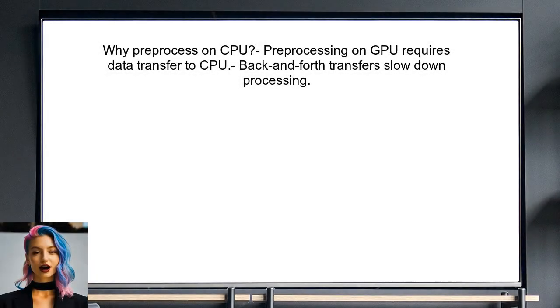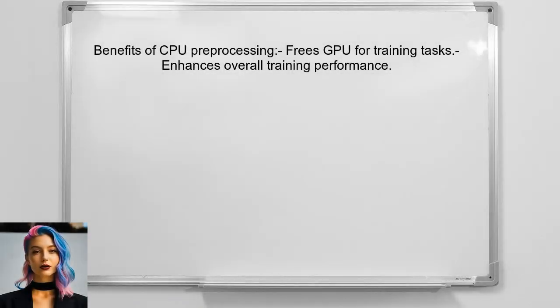First, let's discuss why pre-processing on the CPU is beneficial. When data is pre-processed on the GPU, it often needs to be sent back to the CPU for further operations. This back-and-forth transfer can slow down the overall process. Next, by performing pre-processing on the CPU, the GPU is freed up to focus solely on training tasks. This allows the GPU to utilize its resources more efficiently, enhancing training performance.